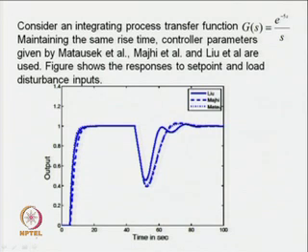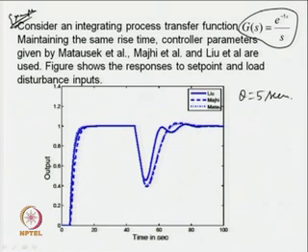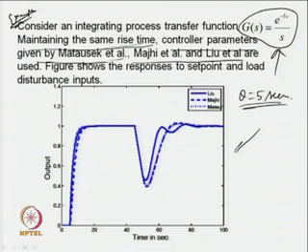Now, we will go to some simulation example, where an integrating process with dynamics G s is equal to e to the power minus 5 s upon s is considered. So, the process has a time delay of 5 seconds and a pole is located at the origin. Maintaining the same rise time for fair comparison of results, controller parameters given by Matausek et al., Majhi et al. and Liu et al. are used, and the simulation results are given in this plot.